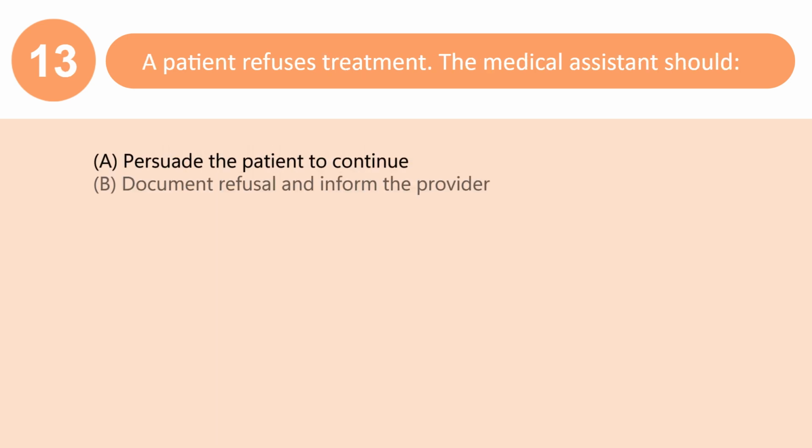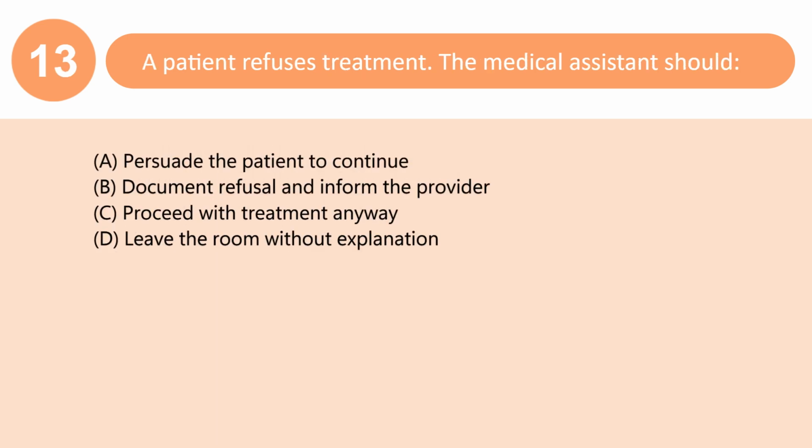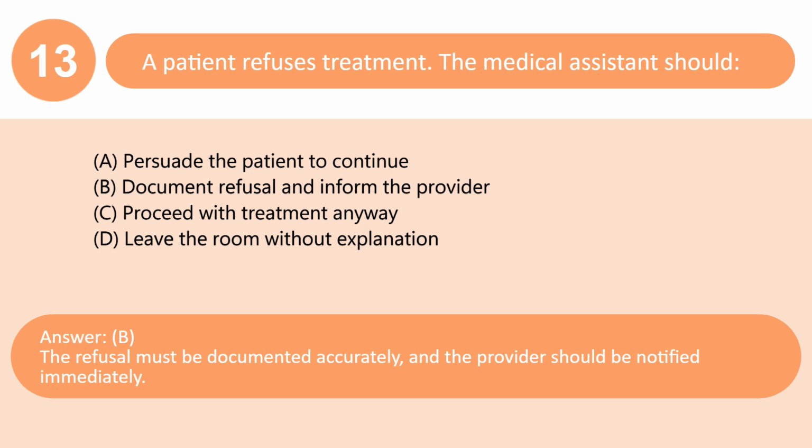A patient refuses treatment. The medical assistant should: A. Persuade the patient to continue. B. Document refusal and inform the provider. C. Proceed with treatment anyway. D. Leave the room without explanation. Answer: B. The refusal must be documented accurately, and the provider should be notified immediately.